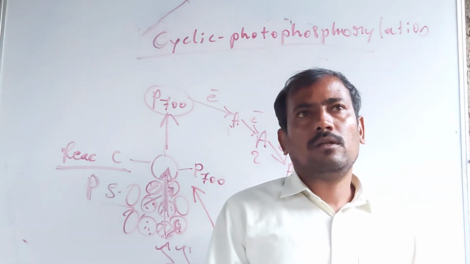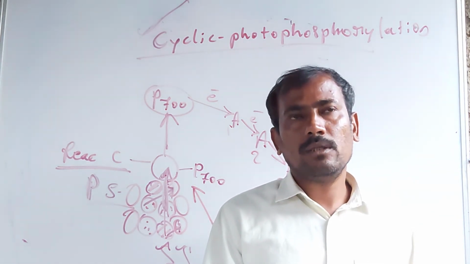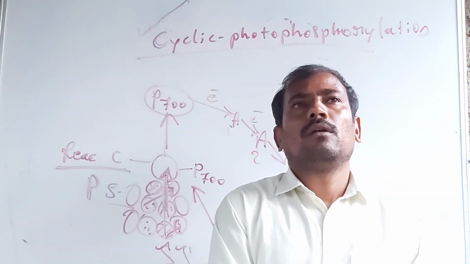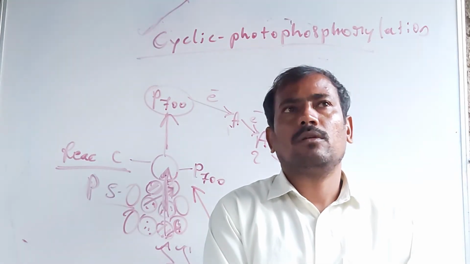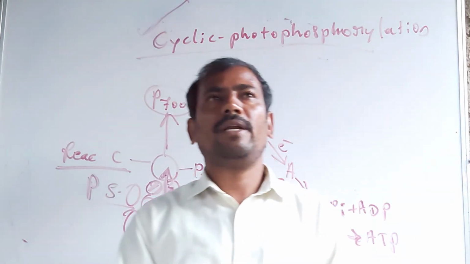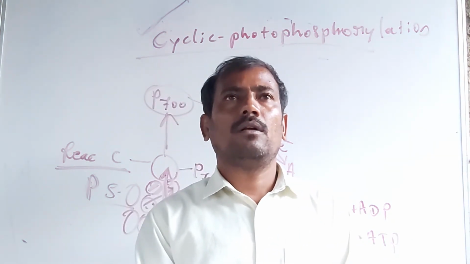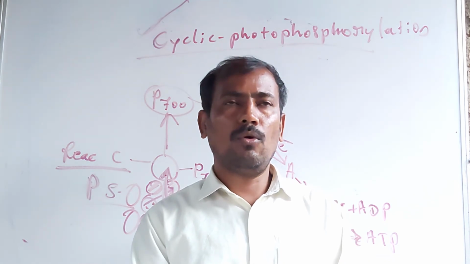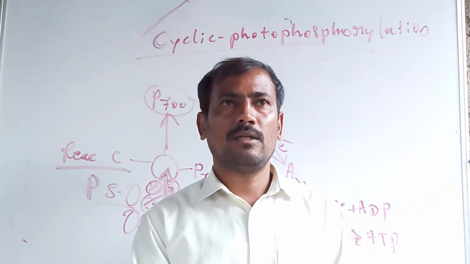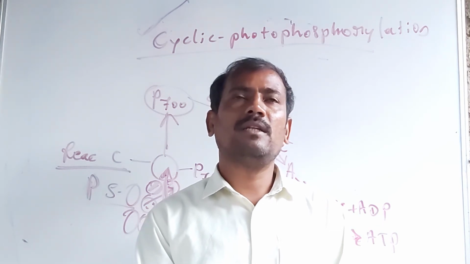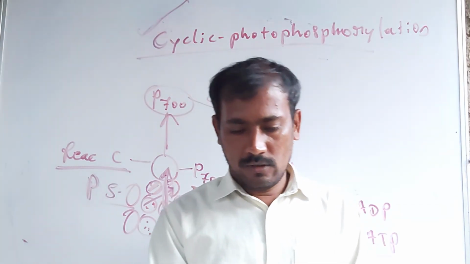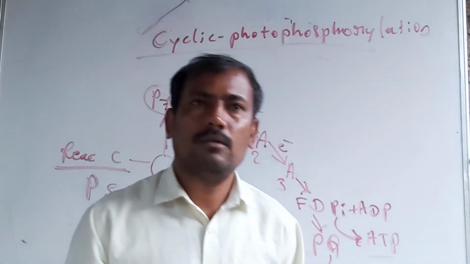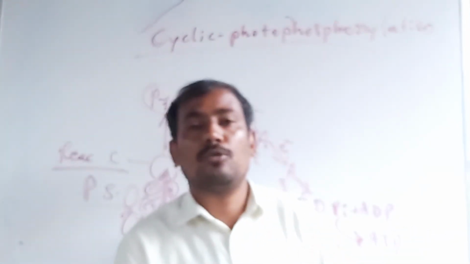Always the non-cyclic photophosphorylation operates within the plant body. The cyclic photophosphorylation also operates whenever there is a need for a larger number of ATP, whenever carbon dioxide assimilation stops. Okay, so this is about the cyclic photophosphorylation and non-cyclic photophosphorylation.